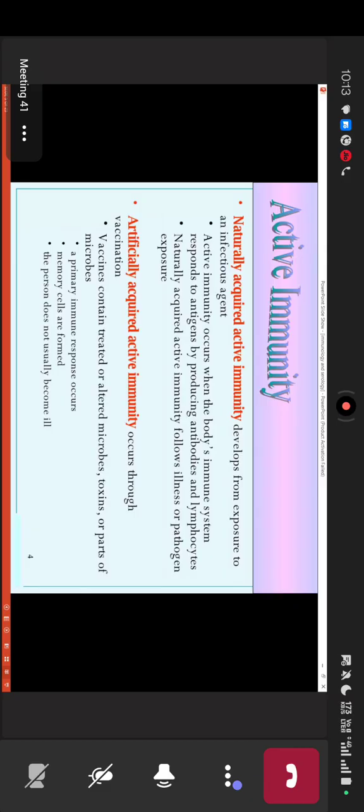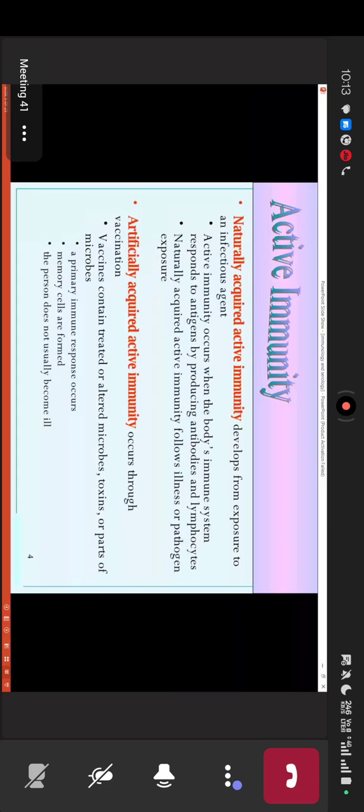Active immunity occurs when the body's immune system responds to the antigen and starts producing antibodies and lymphocytes. Naturally acquired active immunity follows illness or pathogen exposure, right? It never develops before the exposure to the antigen. It always develops after exposure to the pathogen or antigen.